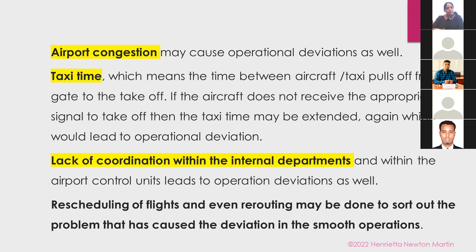Airport congestion, again, may also cause operational deviation. That means there are several flights coming at the same time. So airport congestion affects taxi time, which is the time between the aircraft pulling off from the gate to the takeoff. If the aircraft does not receive the appropriate signal to take off, then the taxi time may be extended again, which would lead to operational deviation.